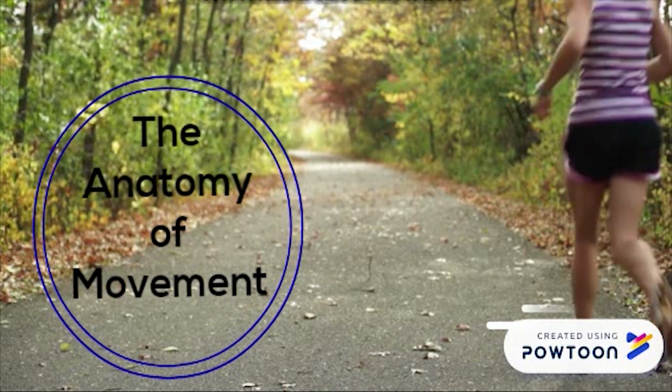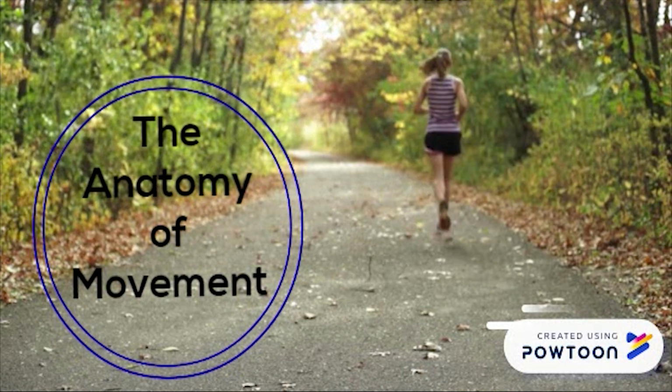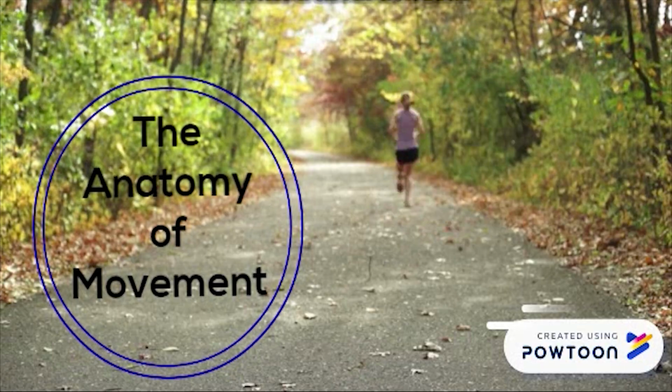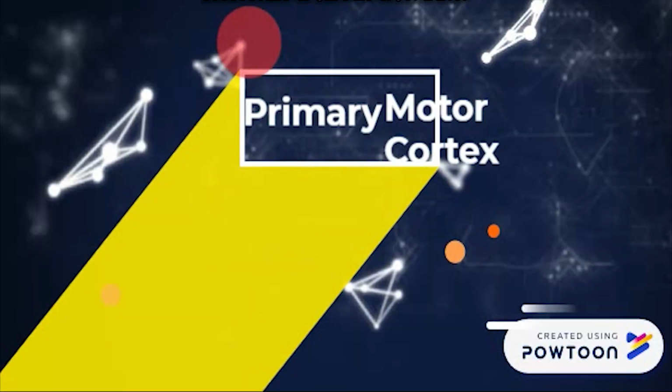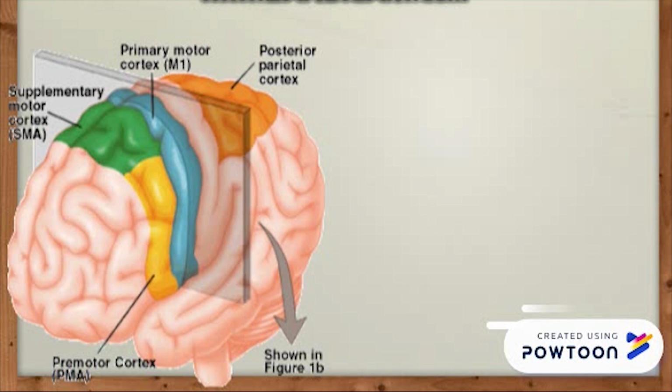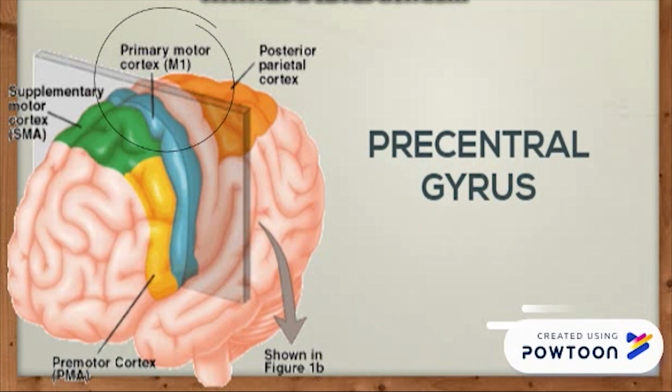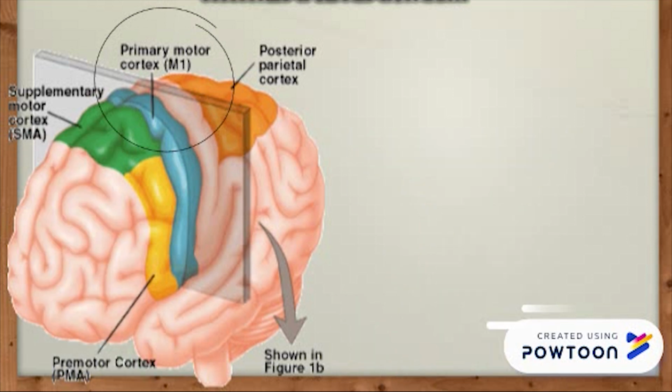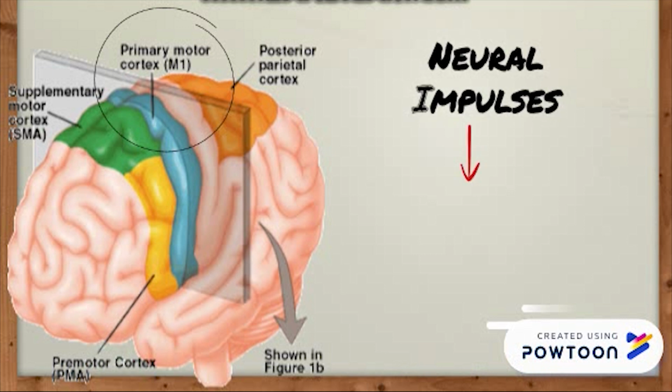The anatomy of movement. Primary motor cortex, or M1. M1 is located in the frontal lobe of the brain, along a bump called the precentral gyrus. The role of the primary motor cortex is to generate neural impulses that control the execution of movement.